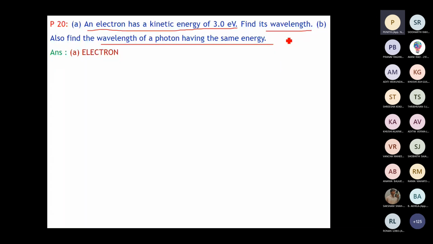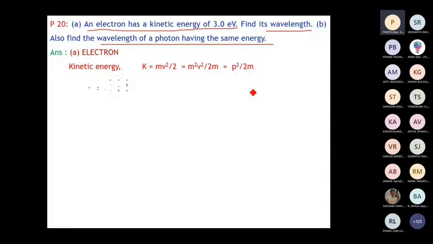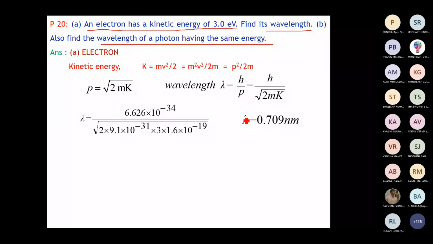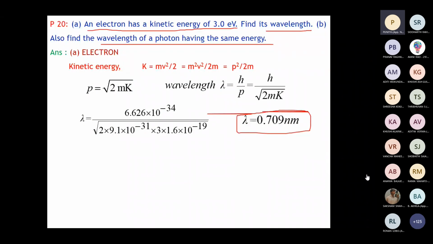Sir, 8.99 into 10 power minus 16 meters. No, it is around 0.0709 nanometer. I think you might have, taking the energy, not taken 1.6 into 10 raised to minus 19. Maybe something you might have missed. Please check it. Yes, sir, I didn't take 1.6. Yeah, Arnab Mehra.